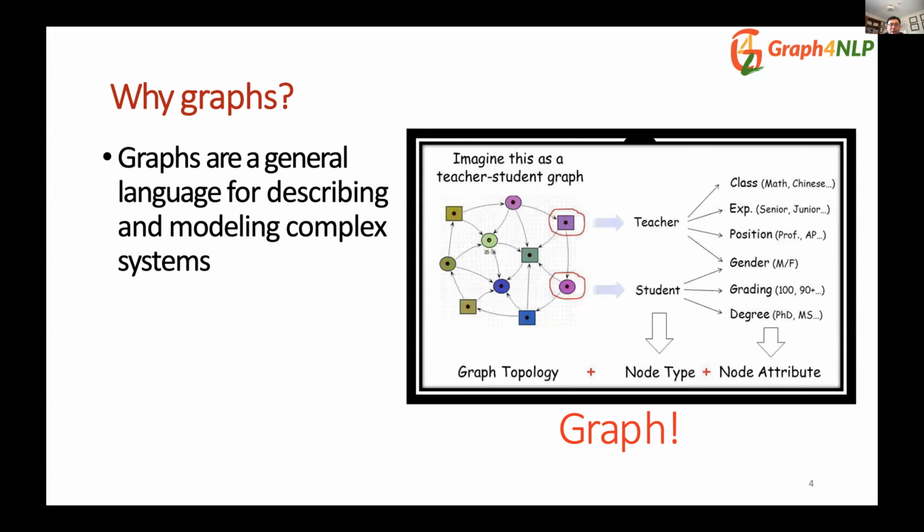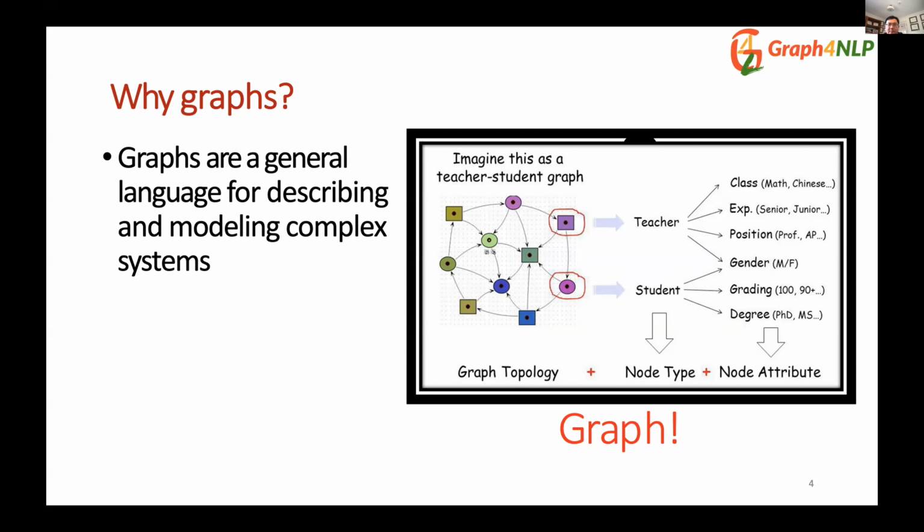So let's take a real example. Imagine this is a teacher-student graph. In this graph, some nodes are teachers and some nodes are students. Imagine this is an application from AI plus education. Each of the teachers may have some corresponding attributes, for example, which class the teacher is teaching, what the ranking of this teacher is, the position at the university, and gender information, and the same information that we have in the student node.